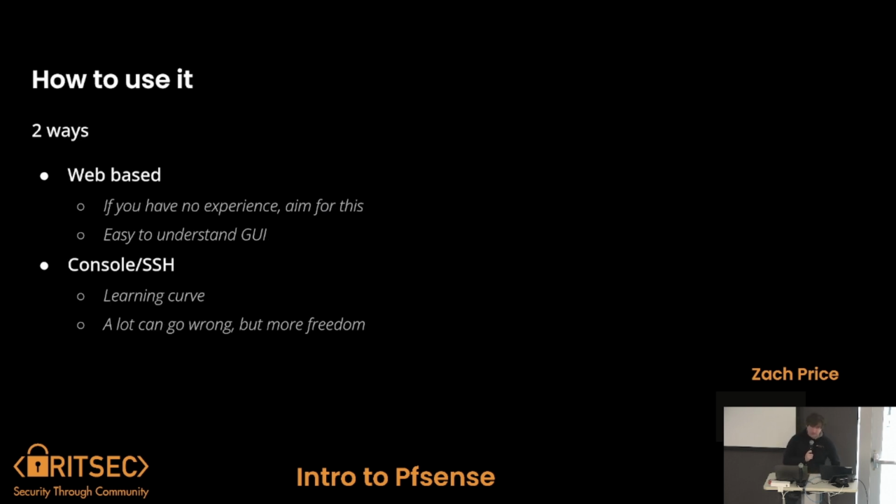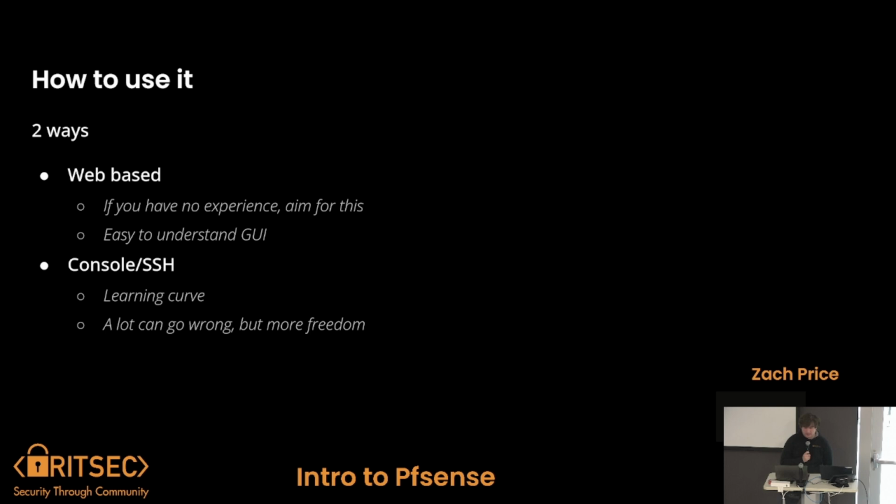So how do you use it? There's two primary ways to use it. You can either access it through the web, so just find one of the interfaces on your router, which is usually going to be given to you in the packet, and then type it into a web browser. Just type the IP address in. It'll bring you to a login page. If you have little to no experience with pfSense, this is going to be the way you access it. It's very easy to understand. Everything kind of walks you through all that.